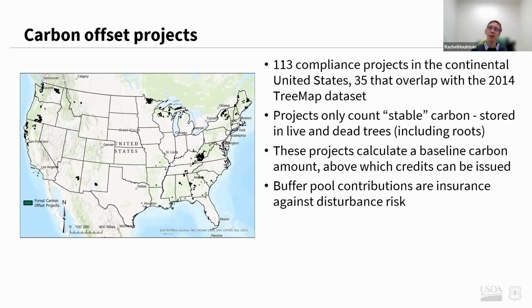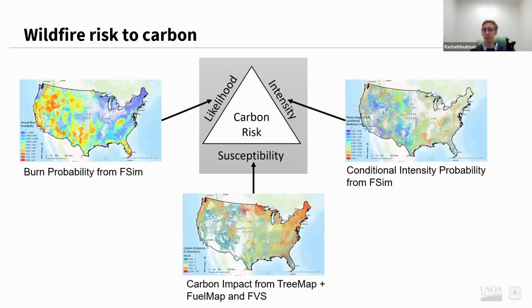So when Karin showed the graph showing that even in the 2-foot flame length fire, we still lose, what was it, 40 tons per acre on average or something like that. We still lose a large amount of the forest carbon in stands where there's a lot of duff and litter. So we're really talking about that carbon that's stored in those trees, that even if it burns, it has to burn at a really high intensity to have a big impact on that carbon. Again, these projects calculate a baseline carbon, and then those buffer pools are an insurance against disturbance risk.